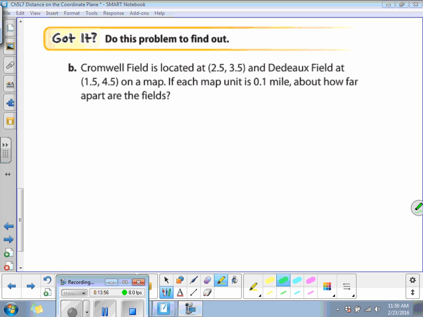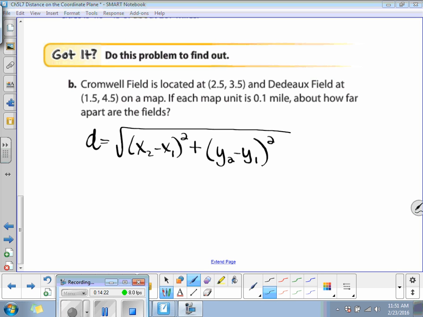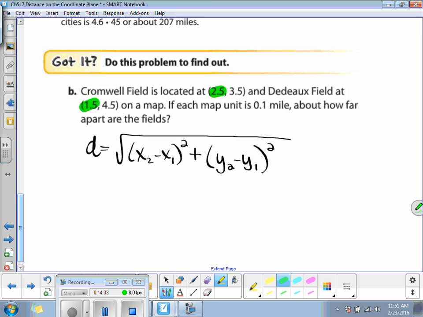Cromwell Field is located at 2.5, 3.5. And Dudeau Field is at 1.5, 4.5 on a map. If each map unit is 1/10 of a mile, how far apart are the fields? All right, so the first thing we're going to do is write our distance formula. So there's a formula for the distance. Now we're just going to substitute in. There's 2.5 and 1.5 for my x values, right?